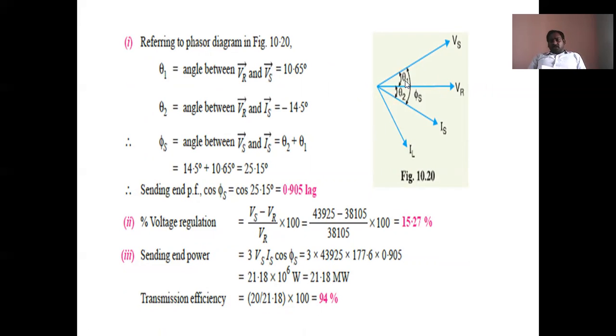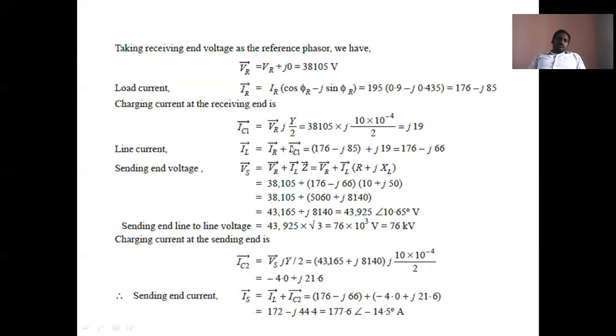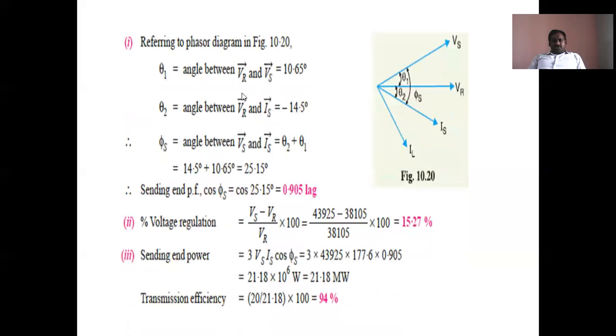Sending end power factor angle is theta 1 plus theta 2. Theta 1 is the angle between VR bar and VS bar. How to calculate this? Simply we have VR bar. Angle means if you convert it to polar form, 0 degrees. And VS angle we can take as 10.65. 10.65 minus 0 is 10.65, simply. We are not using trigonometric functions.